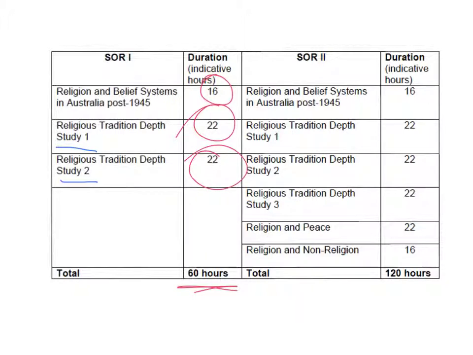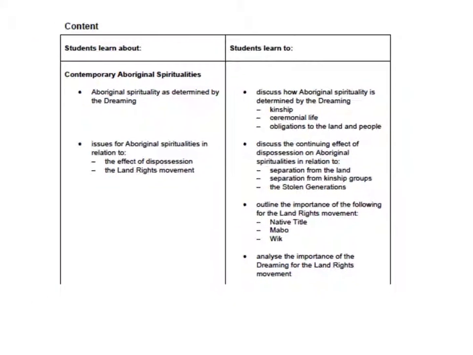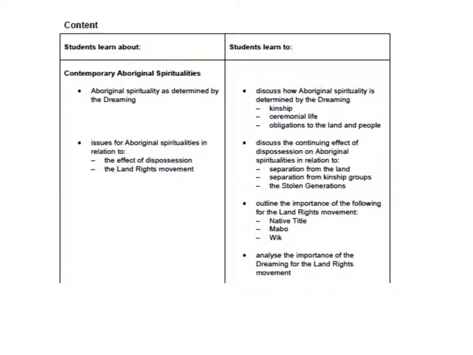If we scroll down, you'll notice on your document the first thing will be religion and belief systems post 1945. This is our first topic. Within this, we learn about the religious landscape in Australia, but first we start with contemporary Aboriginal spiritualities. You understood concepts of the dreaming. You understood the importance of land. You have some understanding about the way in which Aboriginal spiritualities are formed.